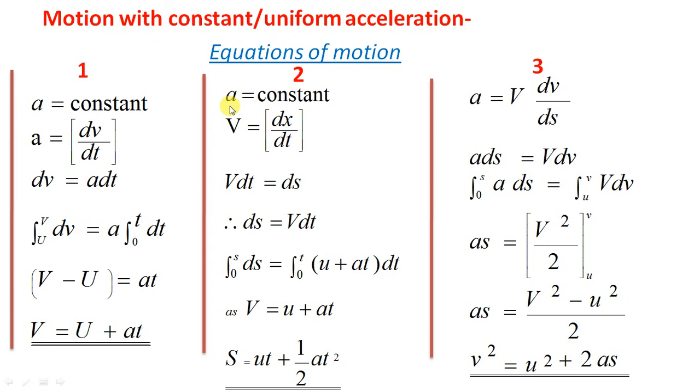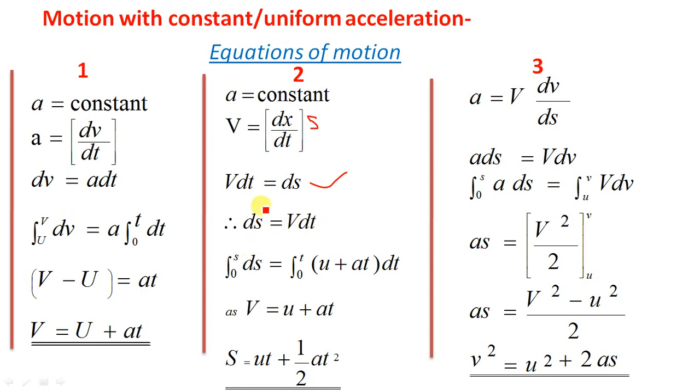Again we have to derive the second equation. Here also the acceleration is constant. Now velocity v is equal to the change in displacement with respect to time, that is dx by dt. Again rearrange the terms, so v into dt is equal to ds. Here instead of x you can call it s also, or instead of s you can call it x, vice versa. This choice depends on you. Therefore ds is equal to v into dt.